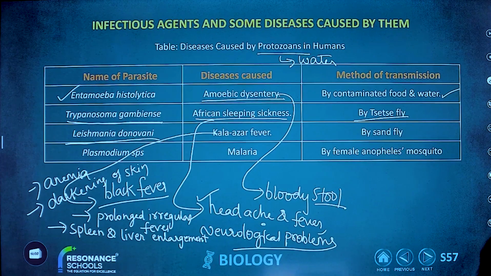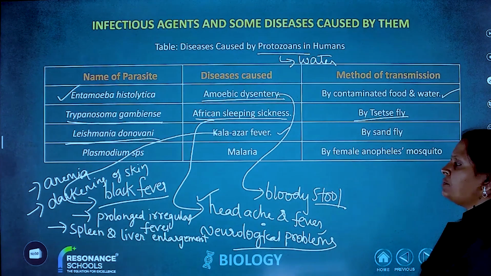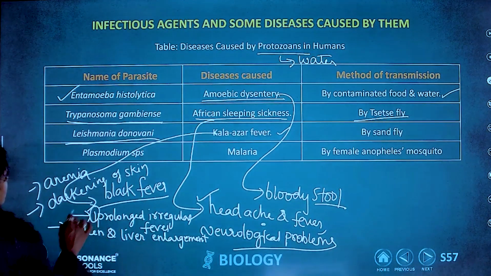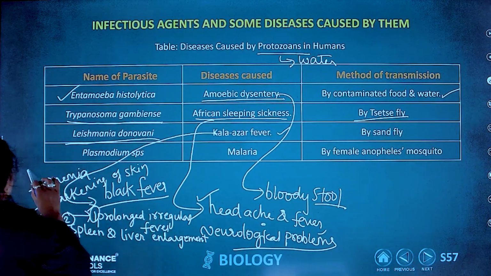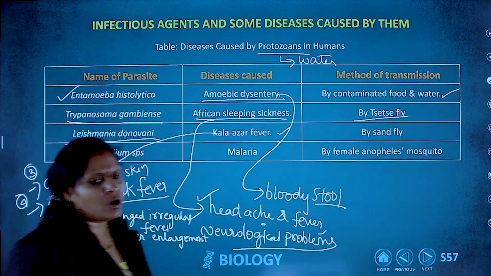Now tell me what are the symptoms of Kala Azar fever, children? What are the symptoms of Kala Azar fever? Prolonged irregular fever, first point. Spleen and liver enlargement, second point. Third one is anemia and the fourth one is darkening of the skin.